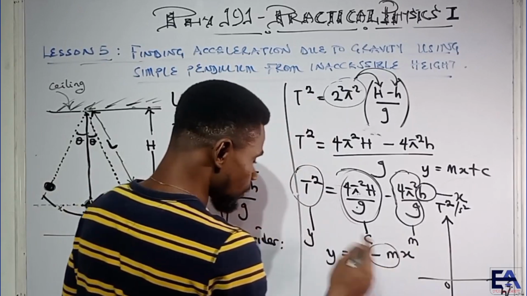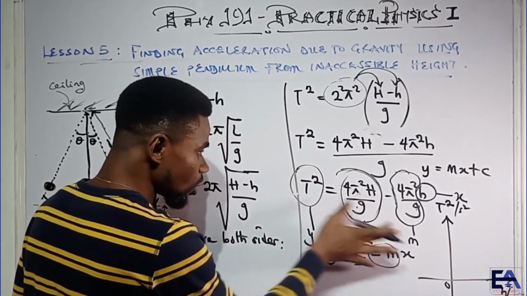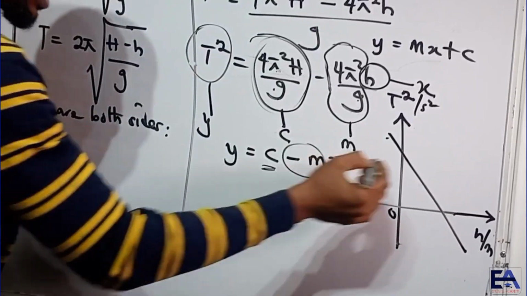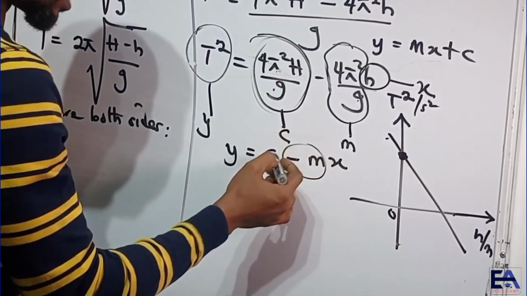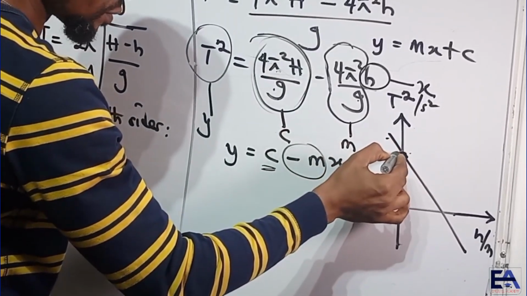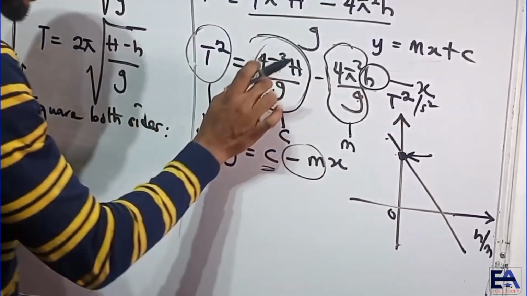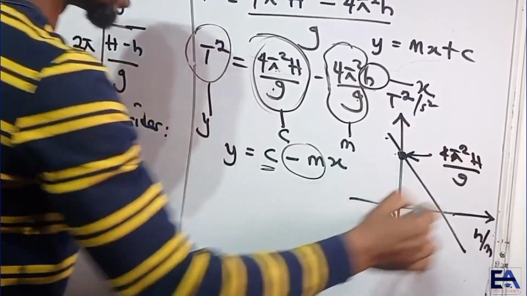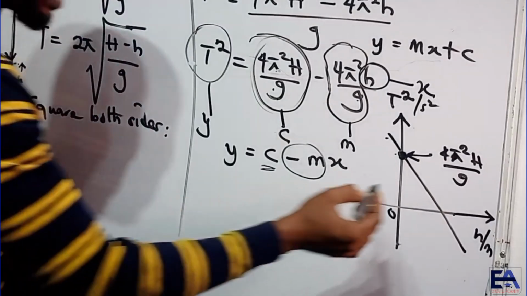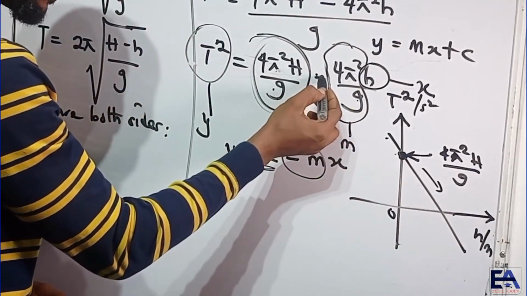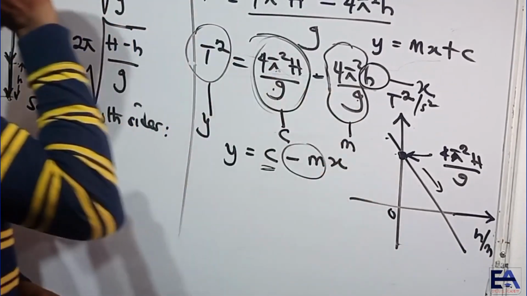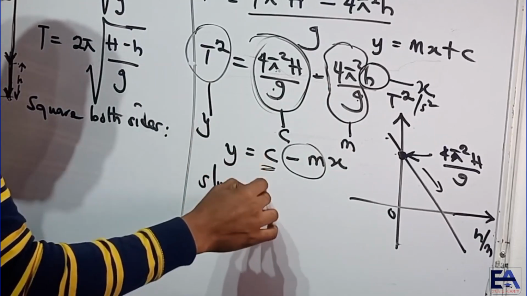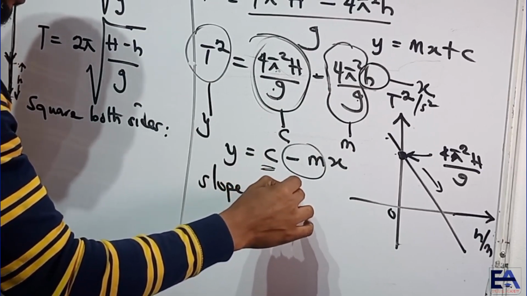So from the structure of the equation, we see that it is a graph that slopes downward and that has an intercept. The value of the intercept of the graph is what this represents, which is 4 pi squared h over g. And then it slopes downward, which means we have a negative slope. And it also shows that the slope of the graph is equal to 4 pi squared over g.